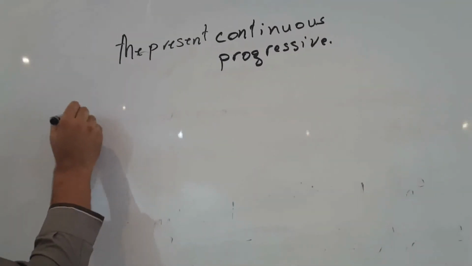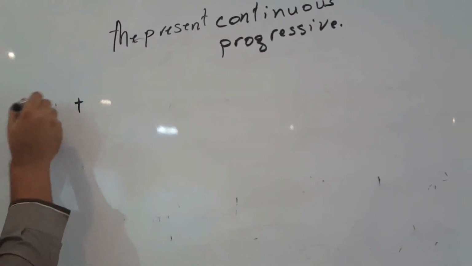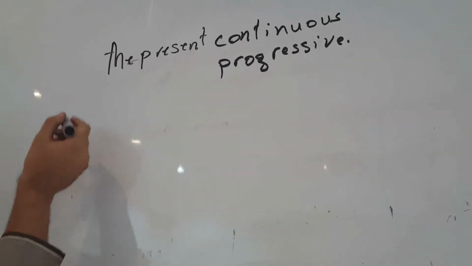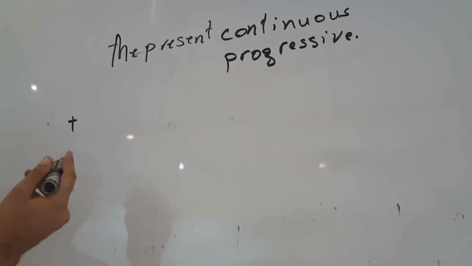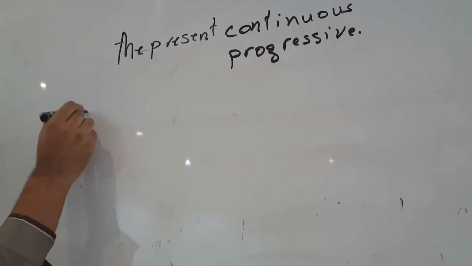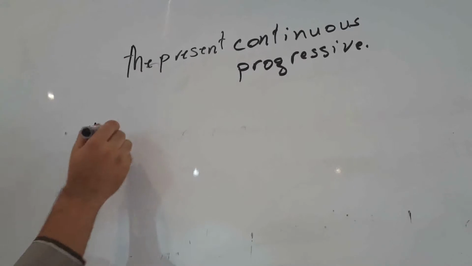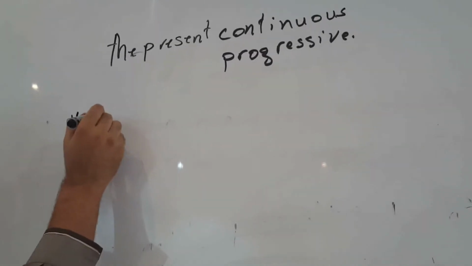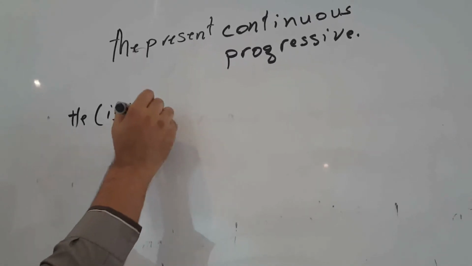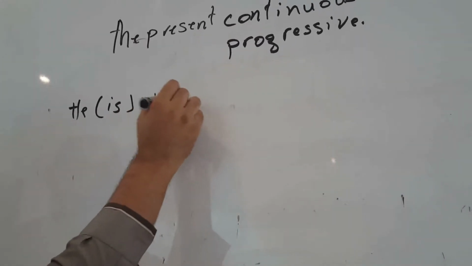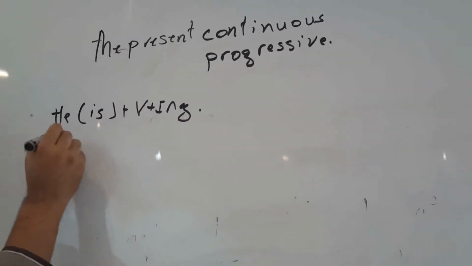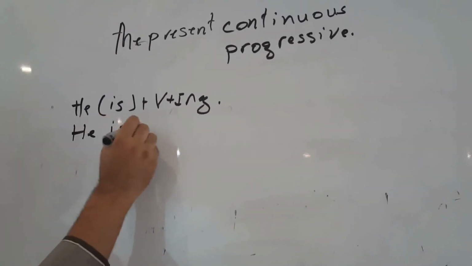So we have here to be. First of all we can use the personal pronoun or the subject, whether it is he, she, or I, you. You can use any subject or a name. We can say, for example, he, and then we add to be, which is is, then plus a verb plus ing. So here he is doing.